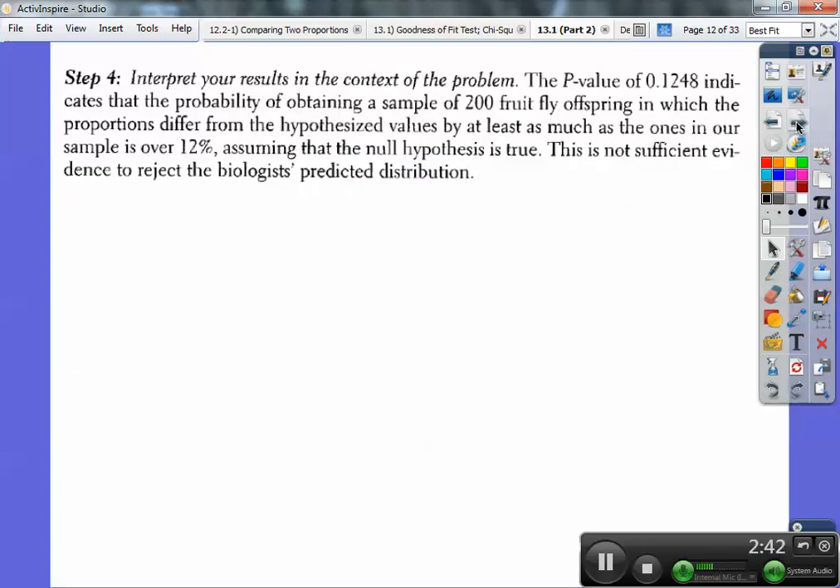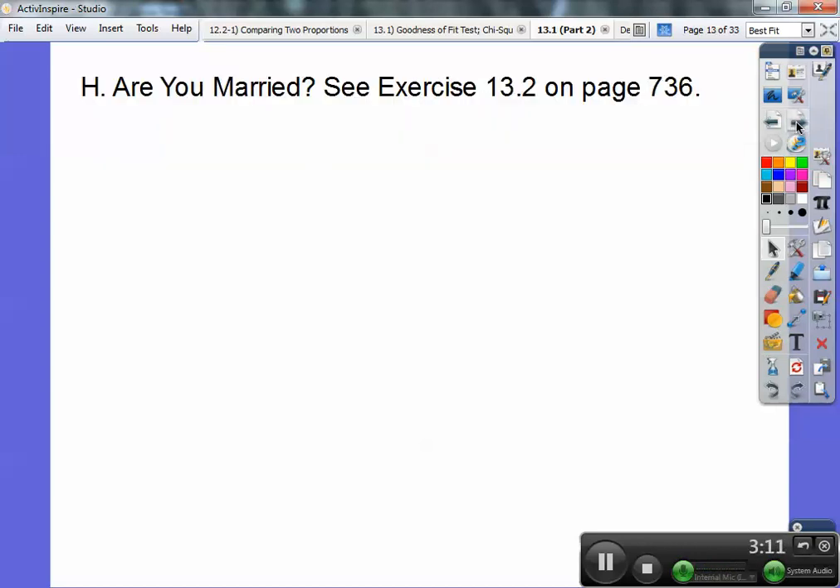So step 4, interpret your results. The p-value is 0.1248, which indicates the probability of obtaining a sample of 200 fruit fly offspring in which the proportions differ from the hypothesized values by at least as much as the ones in our sample is over 12%, assuming that the null hypothesis is true. So that is not sufficient evidence to reject the biologist's prediction that it would be different in one of those categories.